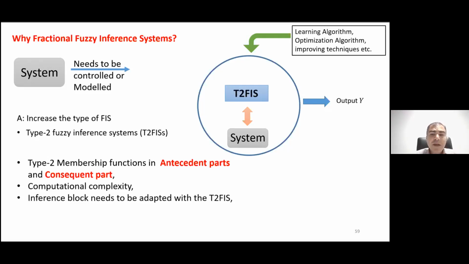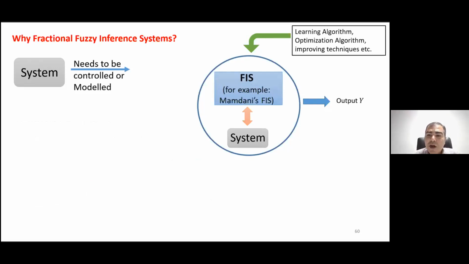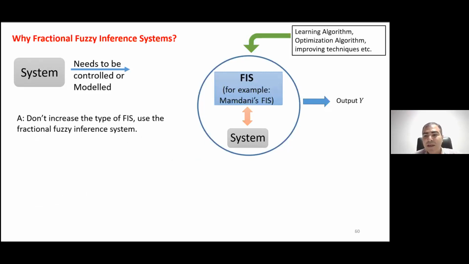Meanwhile, the inference block needs to be changed and adapted to the type 2 fuzzy inference system. And moreover, an additional block needs to be added to the system structure for reducing the type of the inferred fuzzy set, I mean the type reduction block. But if we are familiar with the fractional fuzzy inference system, then we can put another effective alternative on the table and say, don't increase the type of FIS, use the fractional fuzzy inference system.